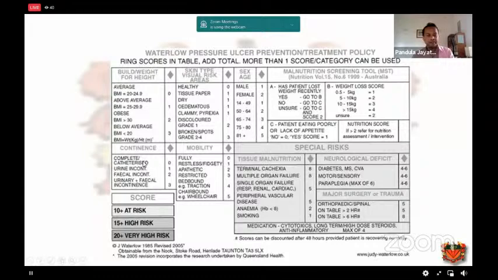Then you have continence, with the patient having urinary or fecal incontinence, and how mobile the patient is. And also there are special risk factors like terminal cachexia, multiple organ failure, peripheral vascular disease, anemia, smoking, and any neurological deficit. All are risk factors, and after adding these risk factors and other scores, you can get a score of 10 or 15 or 20, and you will assess the patient as whether at risk or at high risk. So these tools will be useful to assess the risk and prevent bed sores.